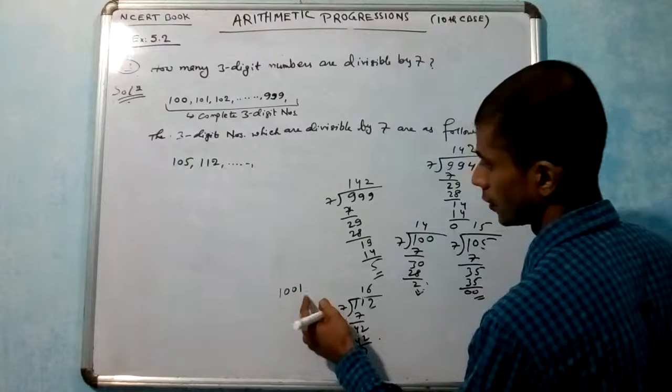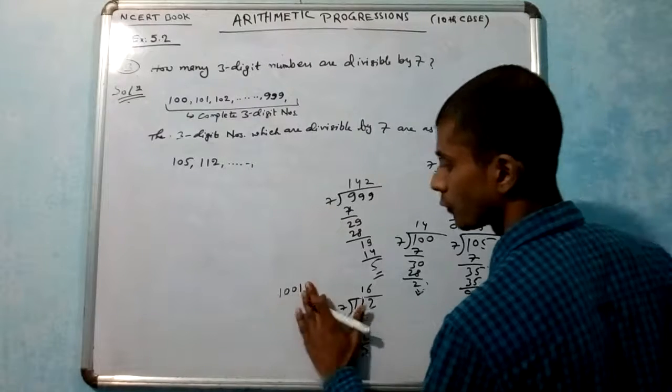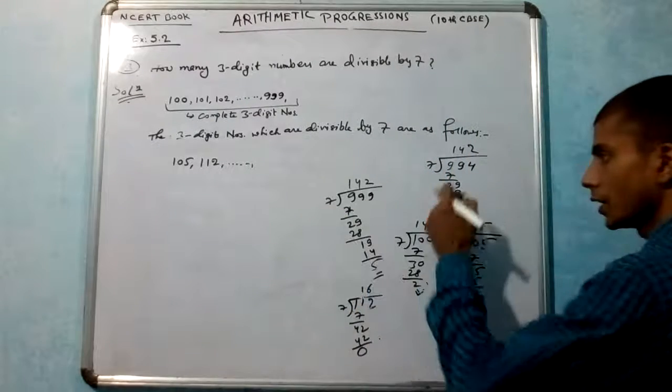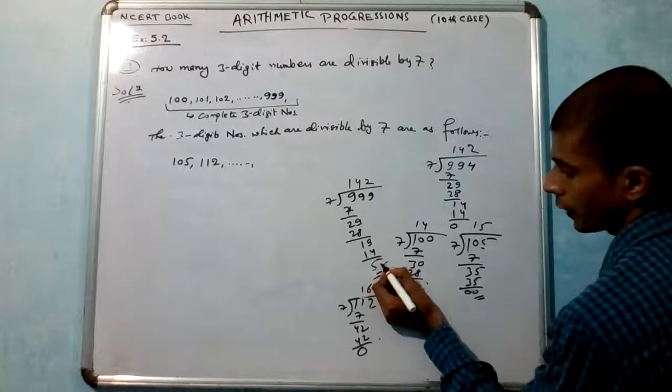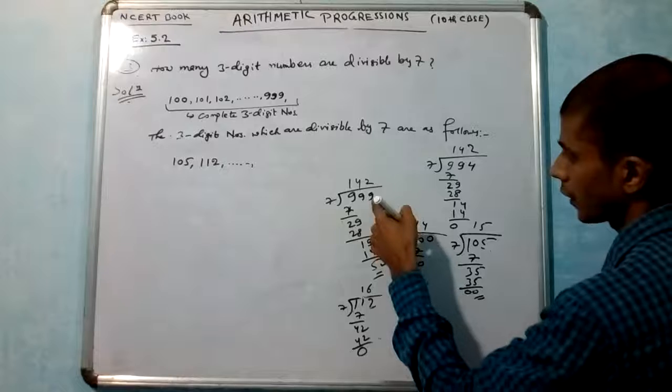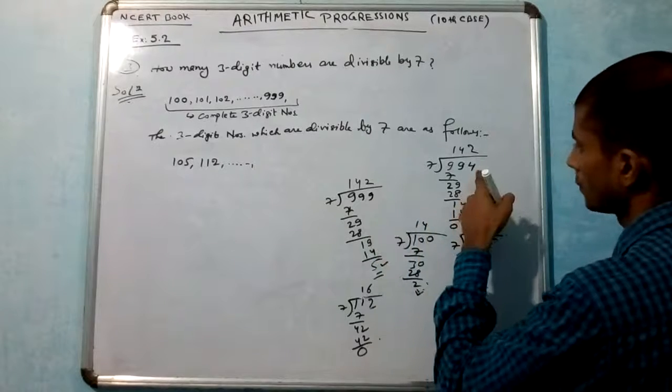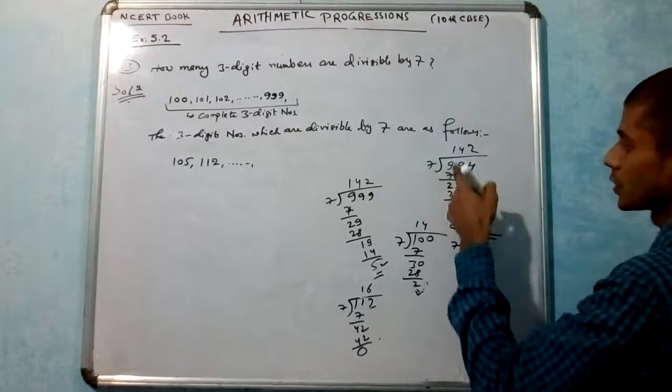No, this will go by 7, but this will become a 4-digit number. So we need not go ahead. We need to move back. We have to get 5 less. To get 5 less, we have to subtract in this. So 994. Okay.